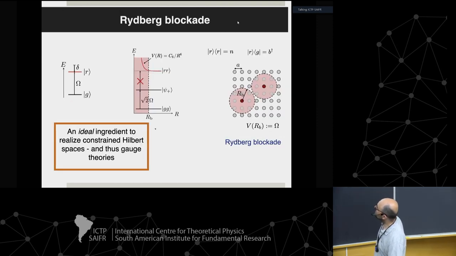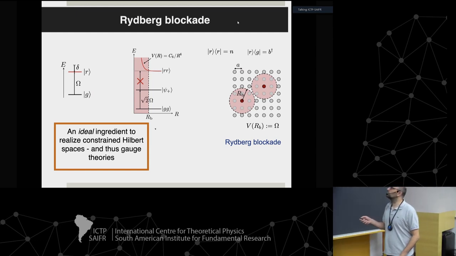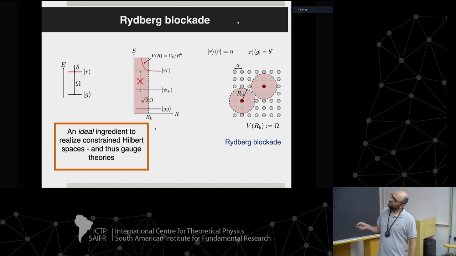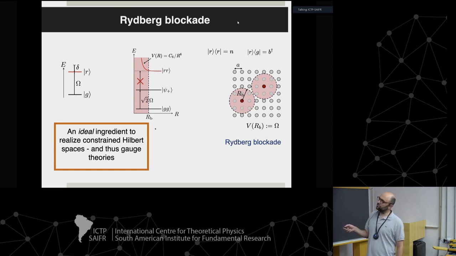Okay, why is this good? The reason why it's good is a phenomenon which is the so-called Rydberg blockade, okay, that you see illustrated here. Imagine that you take a single atom, and the single atom has a ground state and a Rydberg state, and then you shine light on this Rydberg state, which has a Rabi frequency omega and is slightly detuned with a small detuning delta.